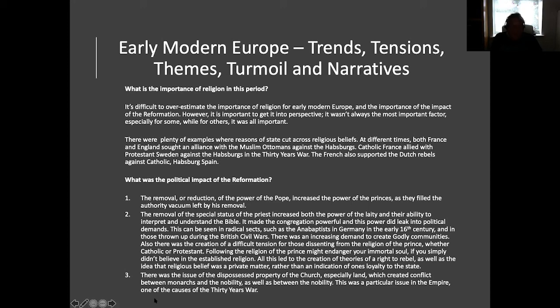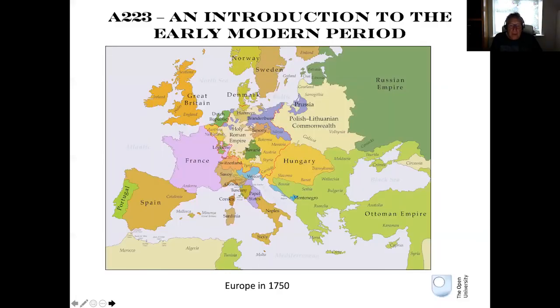Okay, and I was going to show you Europe in 1750 to show you how it consolidated.